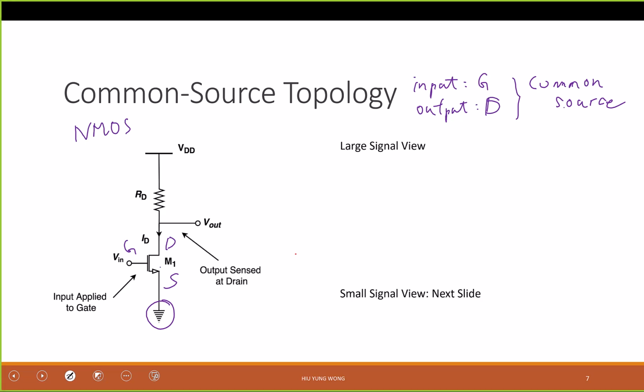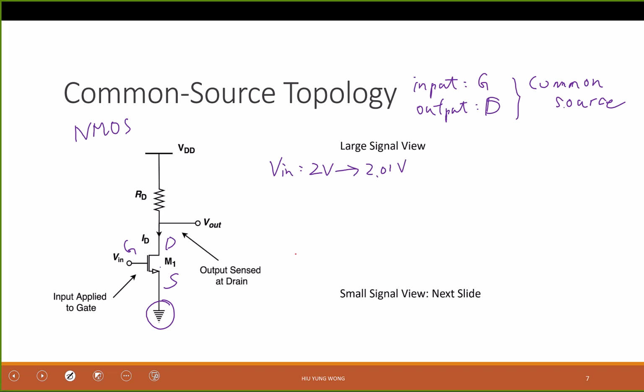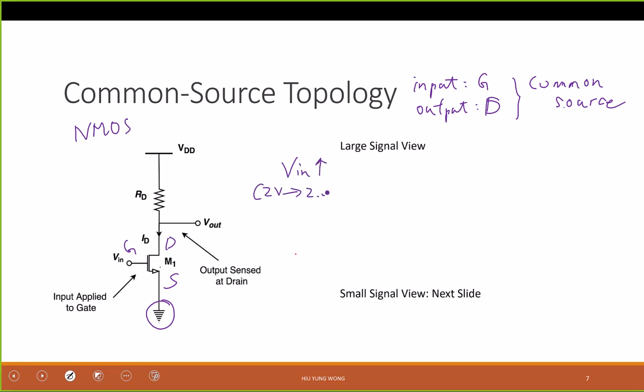So let's see. Outside this circuit, the first thing I need to play with is Vin. For example, if Vin increases from 2 volt to 2.01 volt, I want to understand what will happen to this circuit. Now, this is a transistor. Naturally, when I increase the gate, you will think about how much the drain current will change. So what will happen to ID, which is this one? What will happen to drain current when I increase the gate voltage?